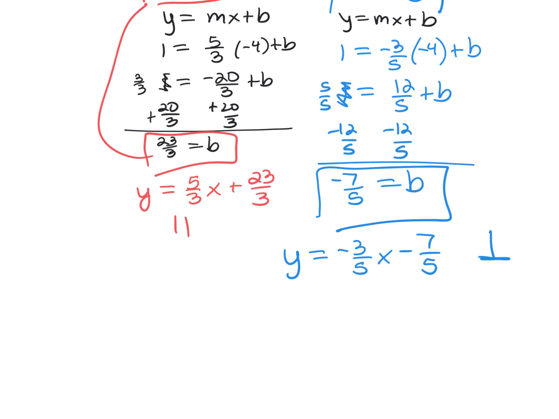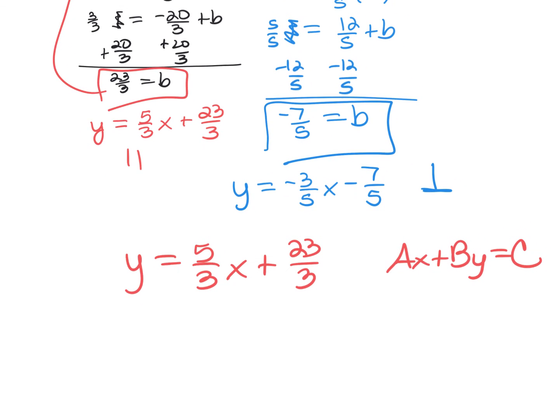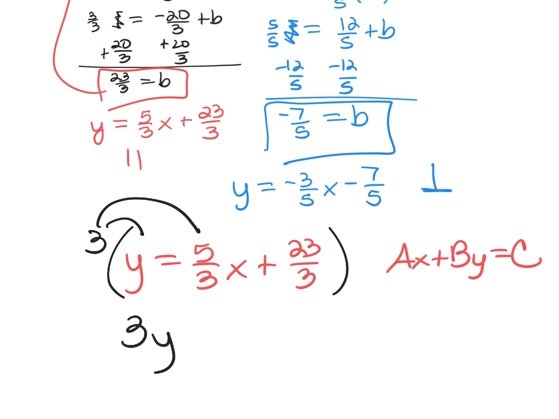So I'm going to take the red one, and I want to get it into standard form. And again, remember, standard form is ax plus by equals c. So what I'm going to do first is multiply everything by 3 to clear the fraction. So once I distribute it here to the y, it becomes a 3y. When I distribute it here, the 3 cancels out of the denominator, and I'm just left with x. When I distribute it here, it just becomes 23.